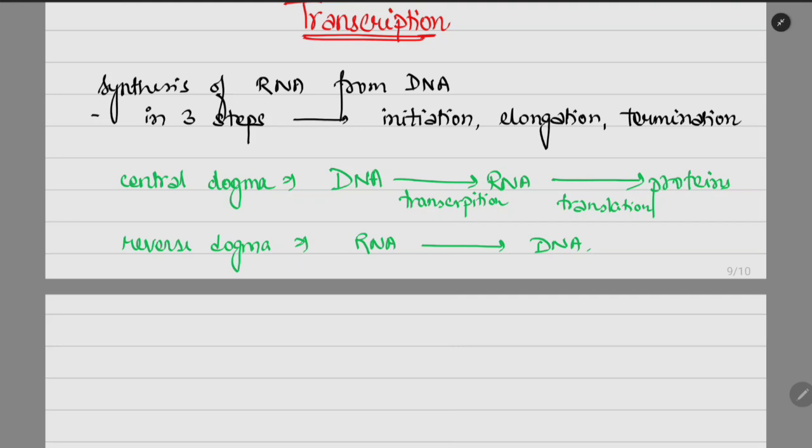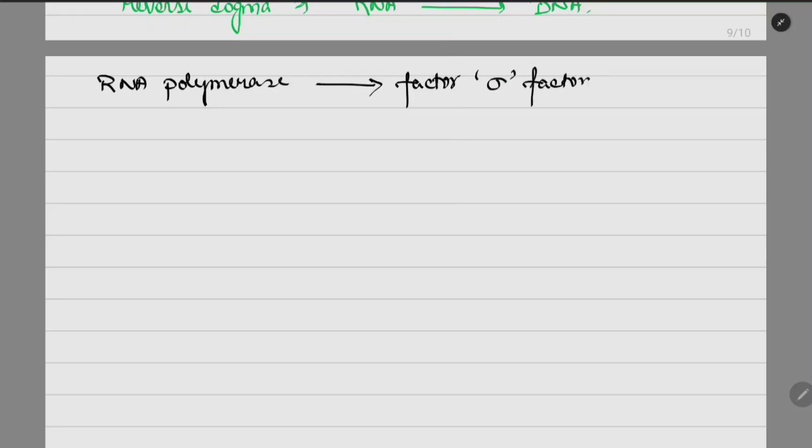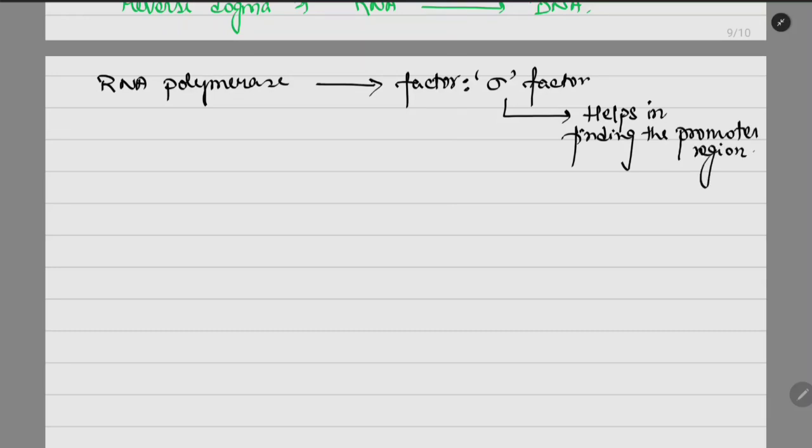Okay. Now, this RNA formation takes place by the help of the enzyme RNA polymerase. This is a very important enzyme without which the RNA will not be formed. Now, RNA polymerase has a factor known as sigma factor. This sigma factor helps in finding the promoter region. Now, what is the promoter region? I will say in the next one.